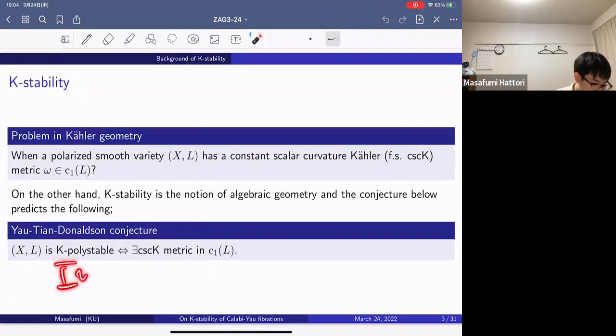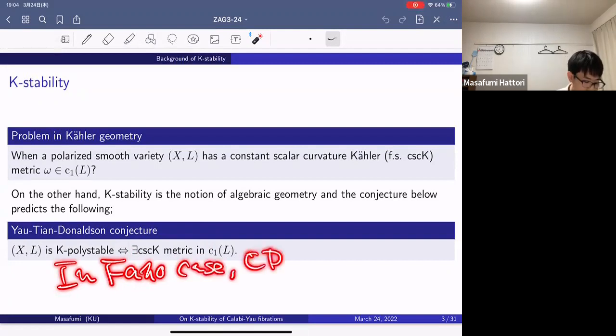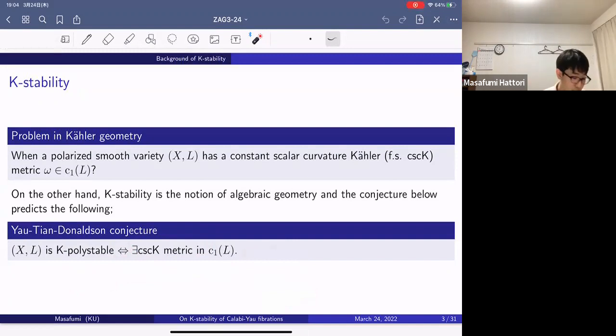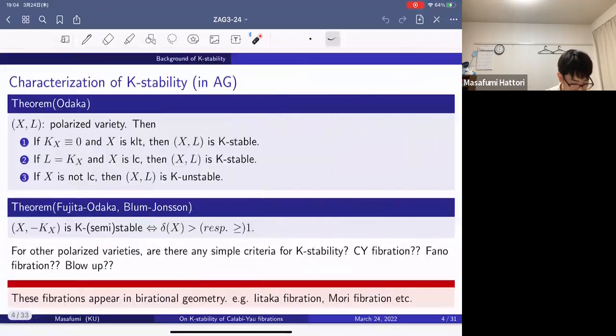And in the Fano case, the conjecture is solved by Chen–Donaldson–Sun and Tian independently. But for general varieties, this conjecture has not been solved yet. On the other hand, K-stability is a purely algebraic condition, so there is a natural question: could we characterize K-stable varieties in a purely algebraic way without using test configurations? For test configurations, we will define them in section 2.